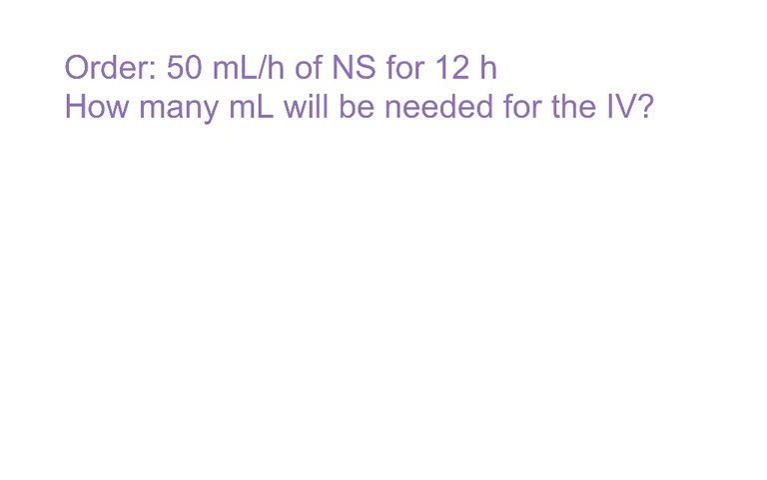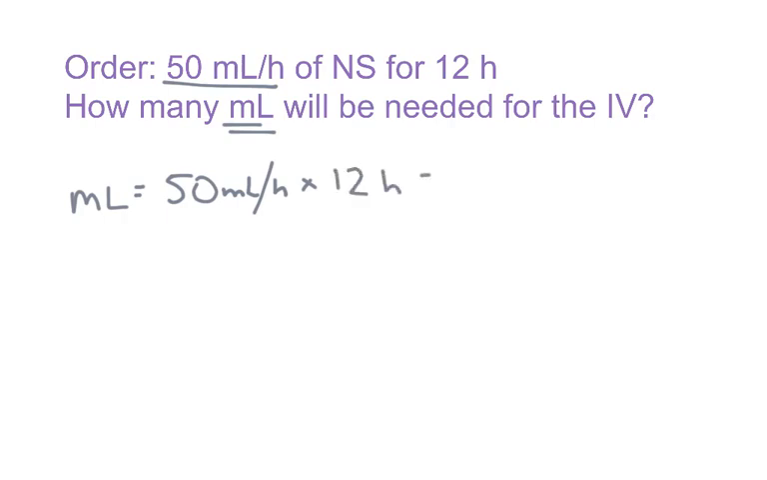So for this one, we have an order of 50 milliliters per hour of normal saline for 12 hours. How many milliliters will be needed for the IV? Okay, so I'm looking for the total volume, the milliliters. So with the formula, it would be the flow rate of 50 milliliters per hour times the time in hours, which is 12 hours. And you can see how they cancel. And then 50 times 12 is 600 again.